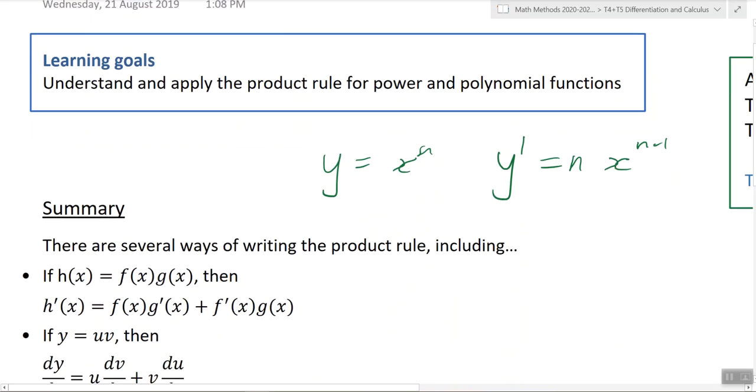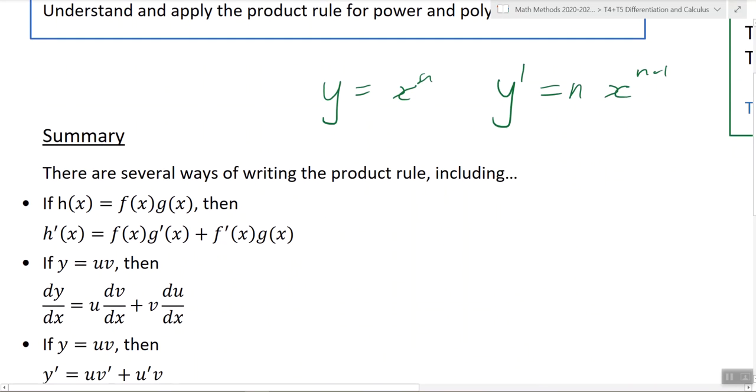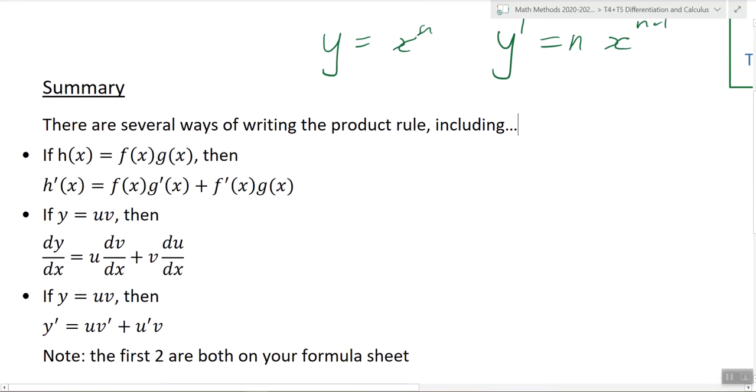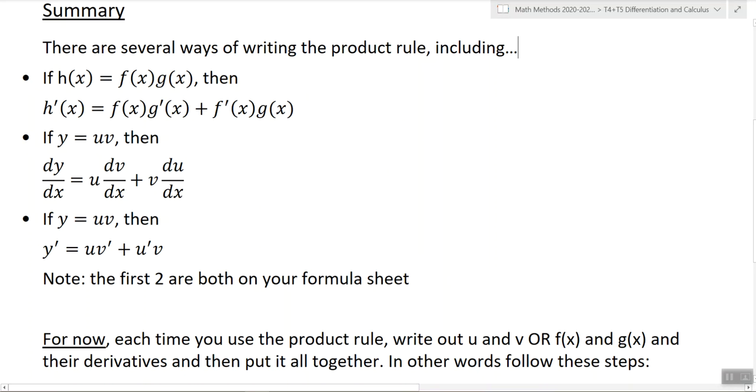So, there's a couple of ways that the rule is expressed. The first way, it could be expressed in terms of a function is equal to a function times a function. You see that? The derivative of that h function is the first function times the derivative of the second function plus the derivative of the first function times the original second function.